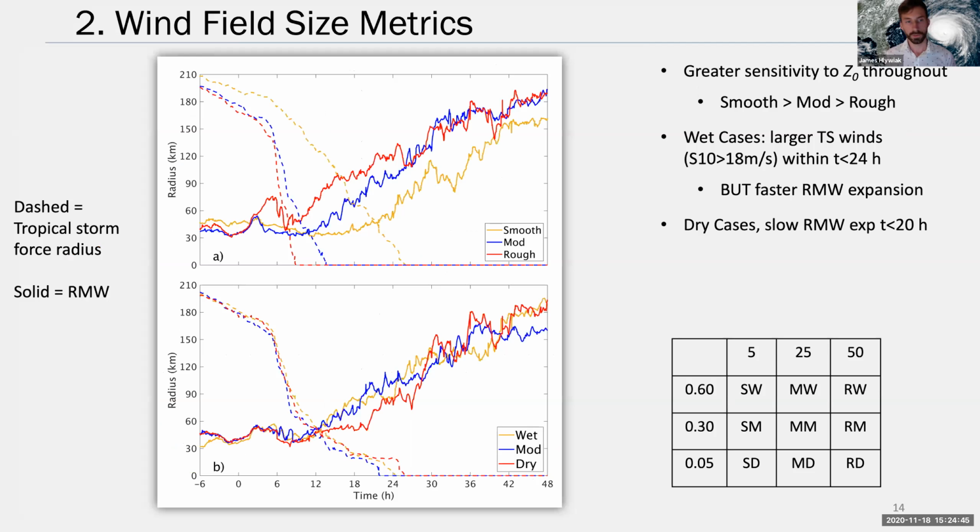So now I'm going to talk about more size-based metrics to evaluate the total wind field. In this plot, here are the averaged ensemble members for the roughness length cases, and the averaged ensemble members for the soil moisture cases. In the dashed lines, I have the azimuthally averaged radius of tropical storm force winds. In the solid lines, the radius of maximum winds, also azimuthally averaged.